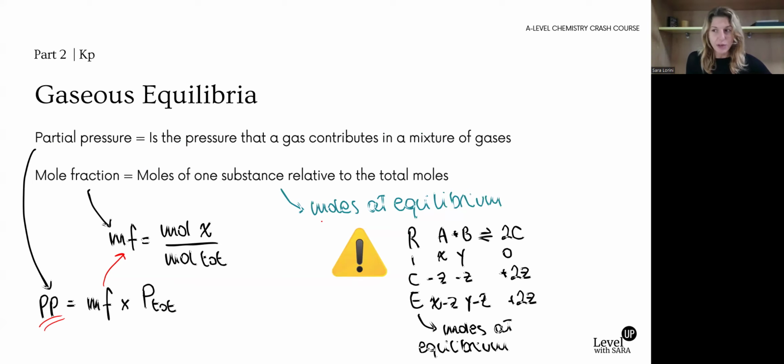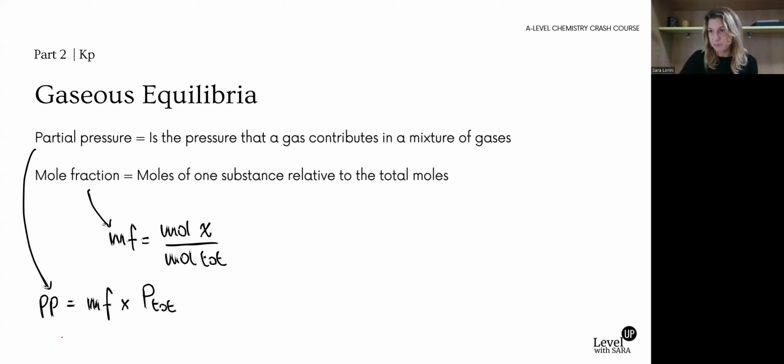So very often in exam questions, you have the moles at the beginning of a reaction, and you're asked to find the moles at equilibrium using this RICE table. Remember, the RICE table allows us to find the change in reactant and product, and therefore we find the equilibrium moles, which means that this time we're expanding this RICE table with the mole fraction and the partial pressure. So compared to Kc, we don't find the concentration, but we find mole fraction and partial pressure.